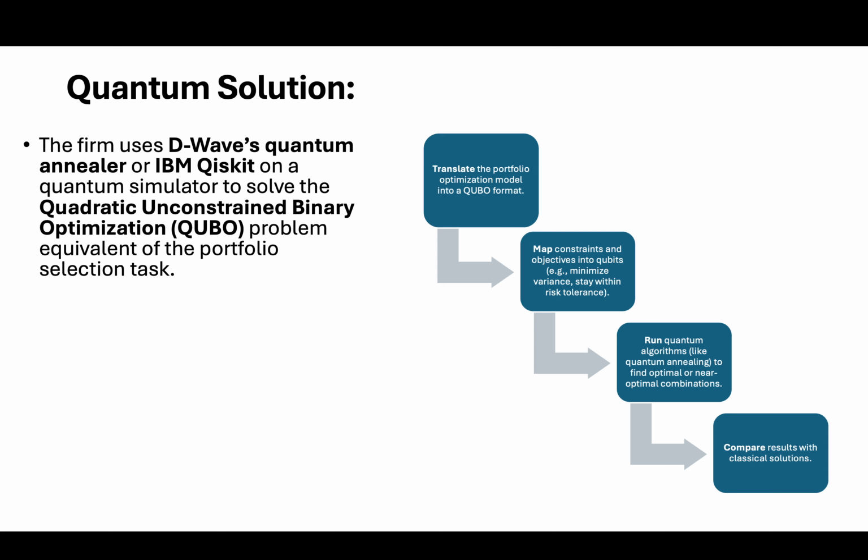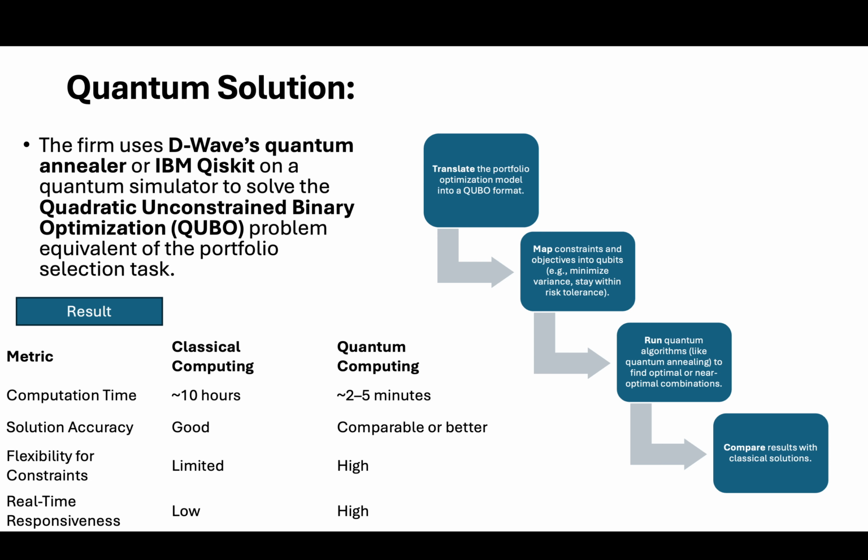Then compare results with classical solutions. Let's compare and see the metrics. Computation time: in classical computing, it will take approximately 10 hours for a task to be processed, but in quantum computing that gets optimized to 2 to 5 minutes. Solution accuracy: good, comparable, or better. Then flexibility for constraints: limited for classical, high for quantum. Real-time response: low for classical, and quantum computing is very high.